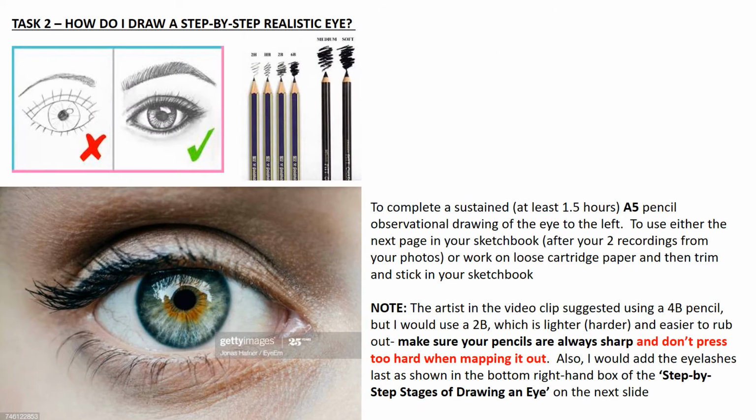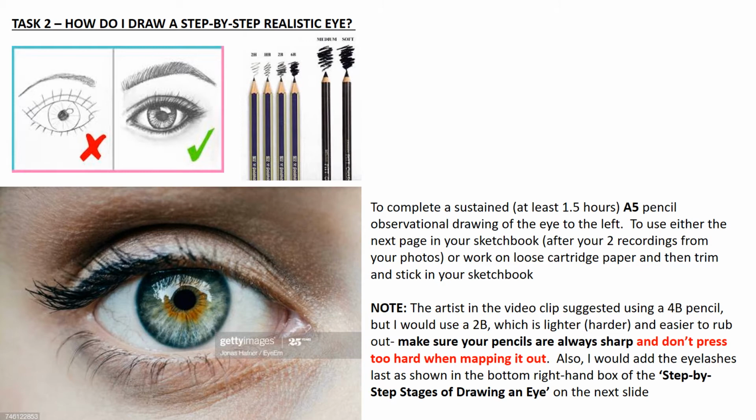Task 2. How do I draw a step-by-step realistic eye? Now there's 2 eye drawings on here, one with a cross next to it, which is a basic drawing of an eye, simplified shapes and simplified attention to detail. However, the one on the right, the drawing is an excellent quality with excellent attention to tonal shading and attention to detail, finer detail, for example eyelashes. Also you can see a range of pencils displayed on this slide.